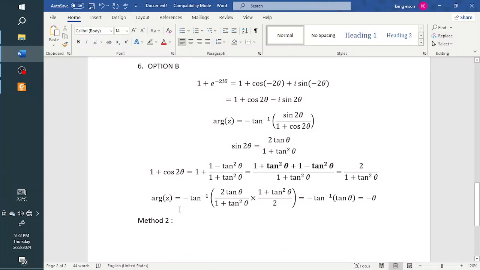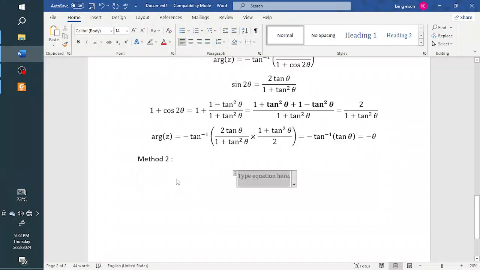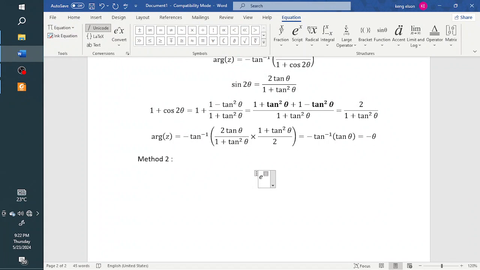Alright, so this other method, like I said in the previous video, we convert this real number 1 into a complex number. So 1 is the same as e raised to the power 0 i theta, right? Because the modulus of 1 is 1 and the argument principally is 0, because it's tan inverse of 0 over 1, which is 0. Now we need to add it to e raised to the power negative 2 i theta.